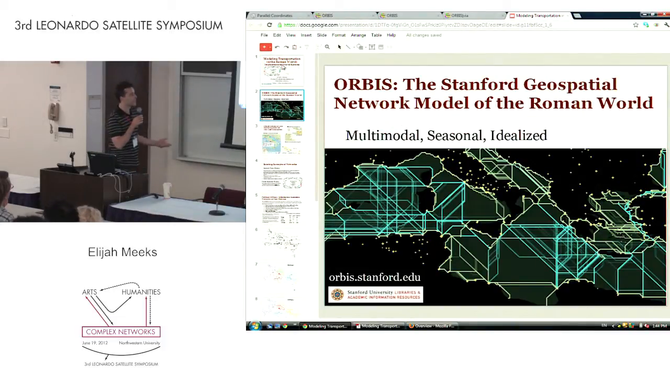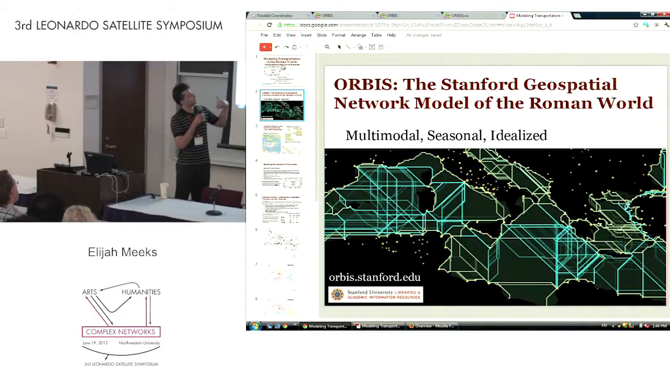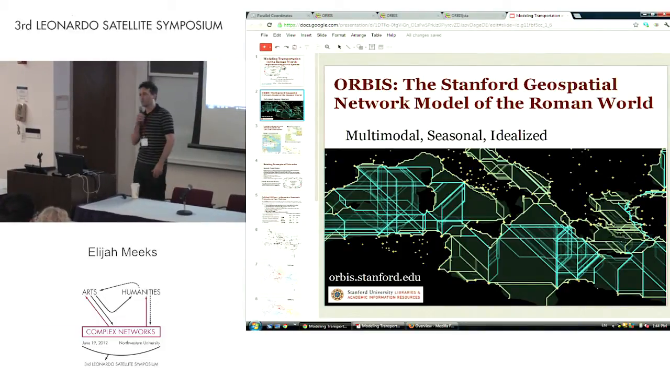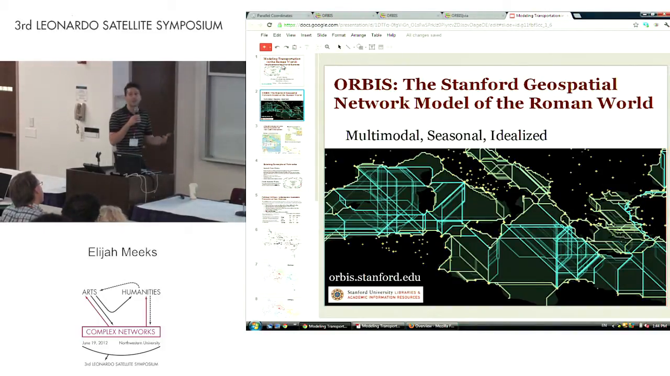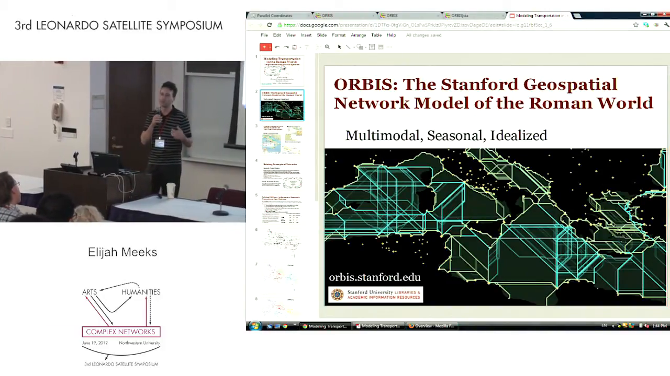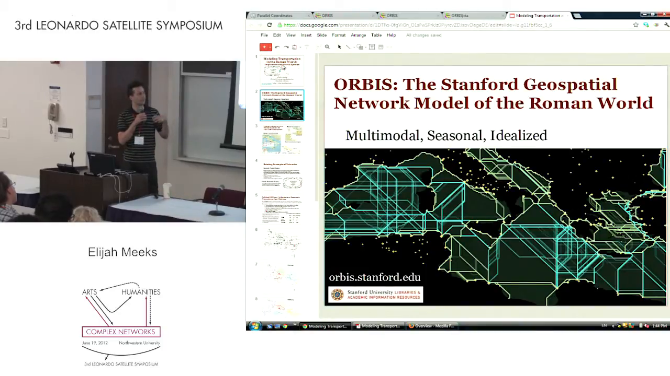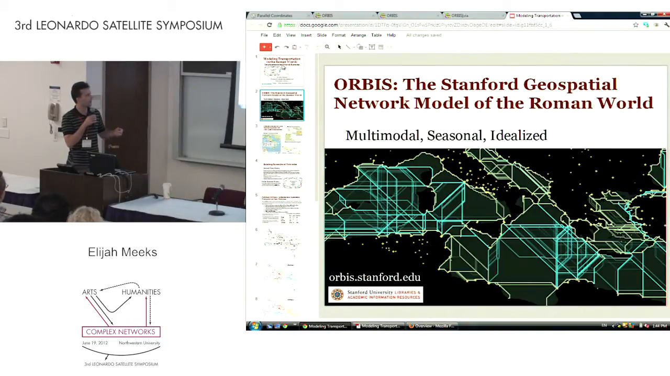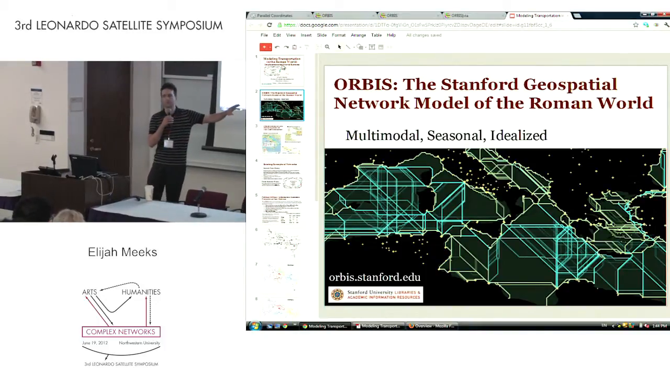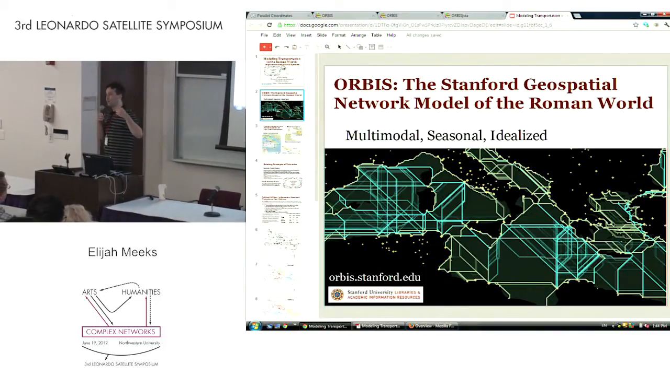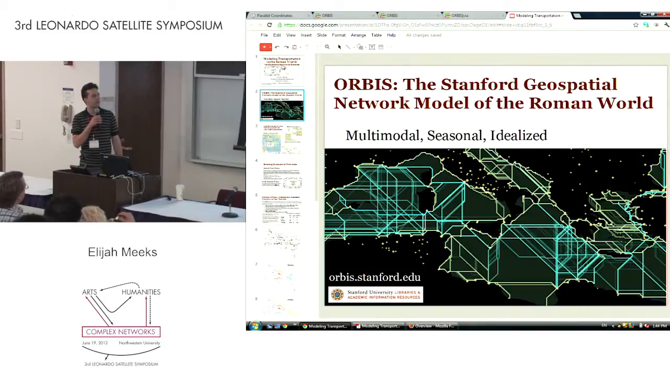So first off, Orbis is a geospatial network model of the Roman world. It consists of around 700 sites and about 2,000 edges that connect these sites with parallel edges of different modes. So you have roads, you have upstream, downstream, and overseas connections. We had to create a model for the sea routes so that we could figure out what the best path was based on wind conditions, wind frequency, and strength.